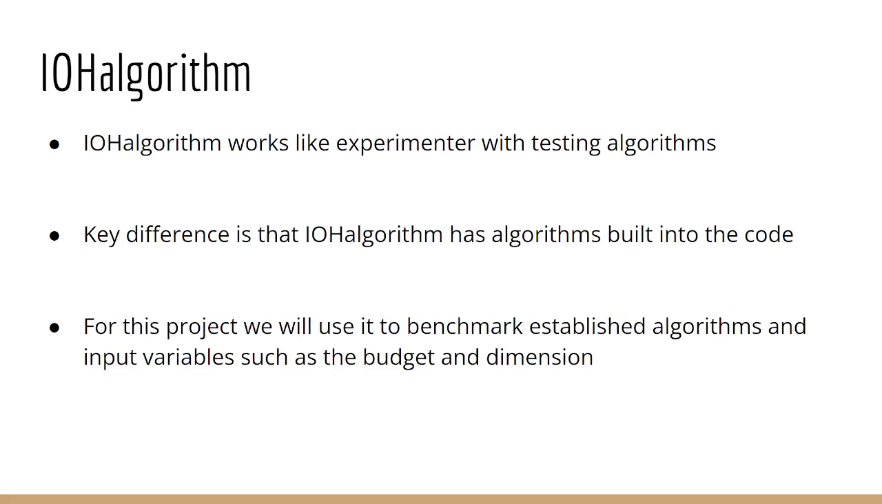Next, we have IOH Algorithm. IOH Algorithm works like Experimenter with testing algorithms to then present us with some benchmark data. The key difference is that IOH Algorithm has algorithms built into the code and input variables such as budget and dimension that we can determine. And for this project, we will use it to benchmark established algorithms, which will then be used as a frame of reference against our own implemented algorithm.